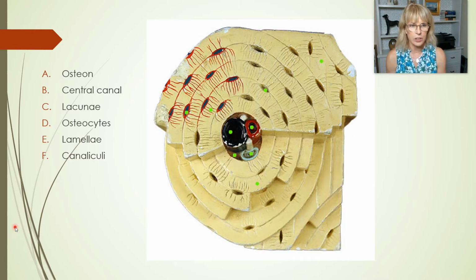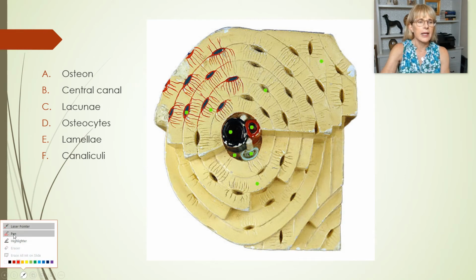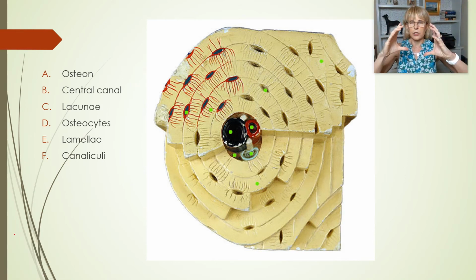Let's look at the histology of compact bone. And again, this is covered in more detail in lecture. In lecture, I explain to you not just the names of these things, but also what they're doing. So you may want to refer to that if you haven't already seen it. All right, let's start with one, the osteon. The osteon is the name of this whole structure.